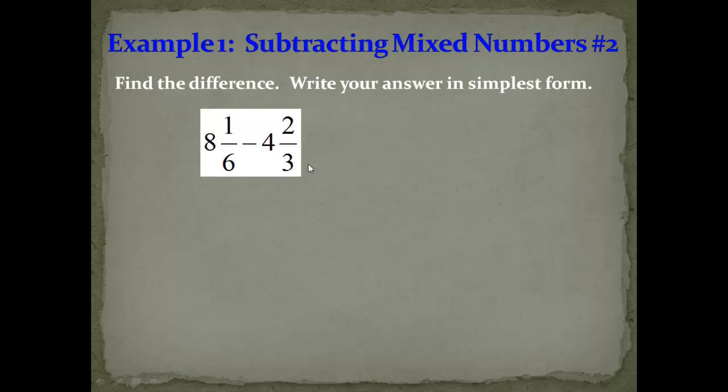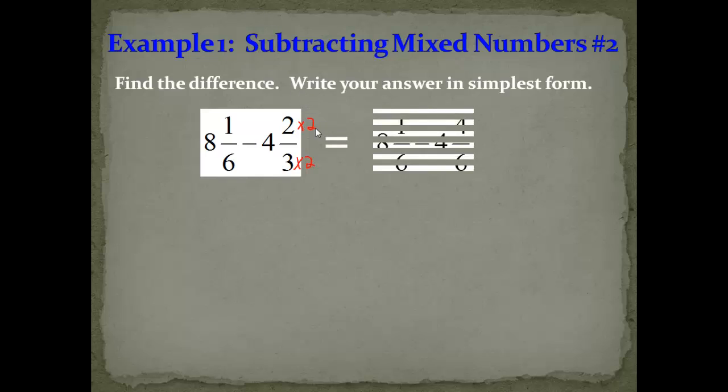We have 8 1/6 minus 4 2/3. For our denominators we have 6 and 3. Our least common denominator would be 6, so the first fraction will stay the same. The second fraction we will be multiplying by 2 because 3 times 2 is 6. We also need to remember to multiply the numerator by 2 as well. And when we do this, we're going to end up with 8 1/6 minus 4 4/6. 2 times 2 is 4 and 3 times 2 is 6.